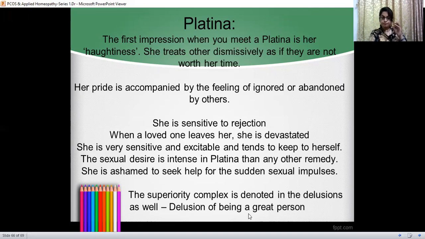But in palladium, the theme is that she is not appreciated. I'm not loved. I'm not appreciated. But the haughtiness is there. And in platina, the haughtiness is there, but along with haughtiness, there is a delusion: I am great. Delusion of grandeur.